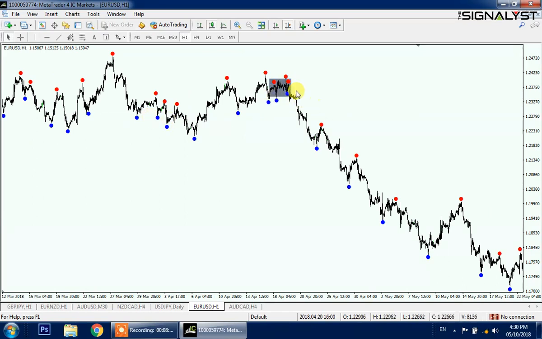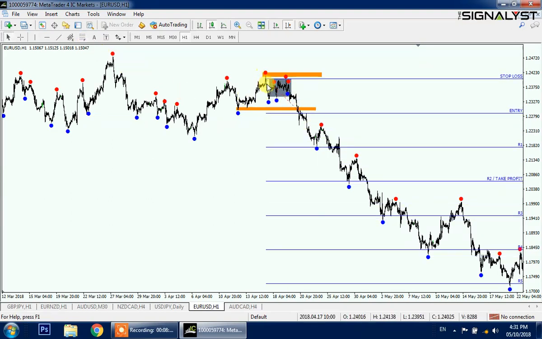Here we have a valid bomb setup. So our major swings are here, the first one and the second one. Our entry would be here. Our entry would be a break below the swing, our stop loss here, and our target 2-to-1 risk reward ratio.